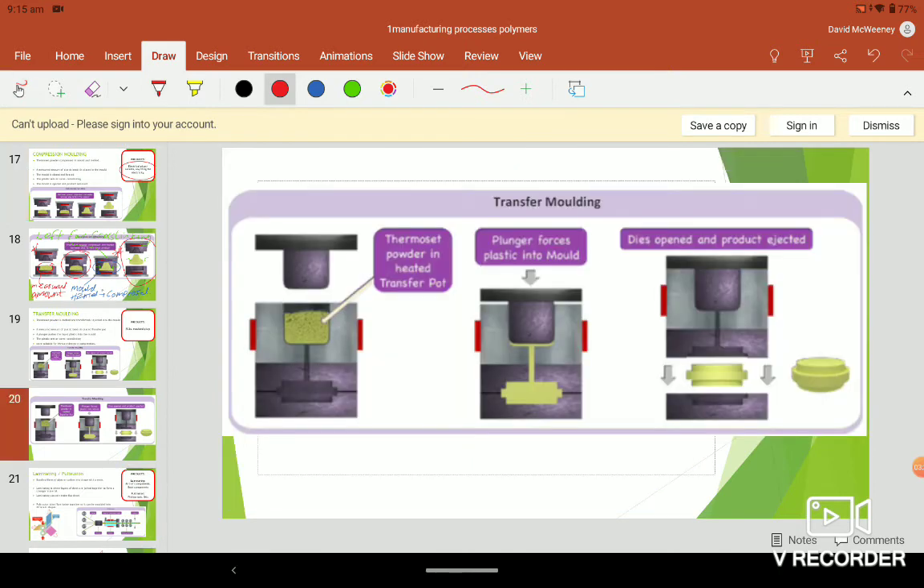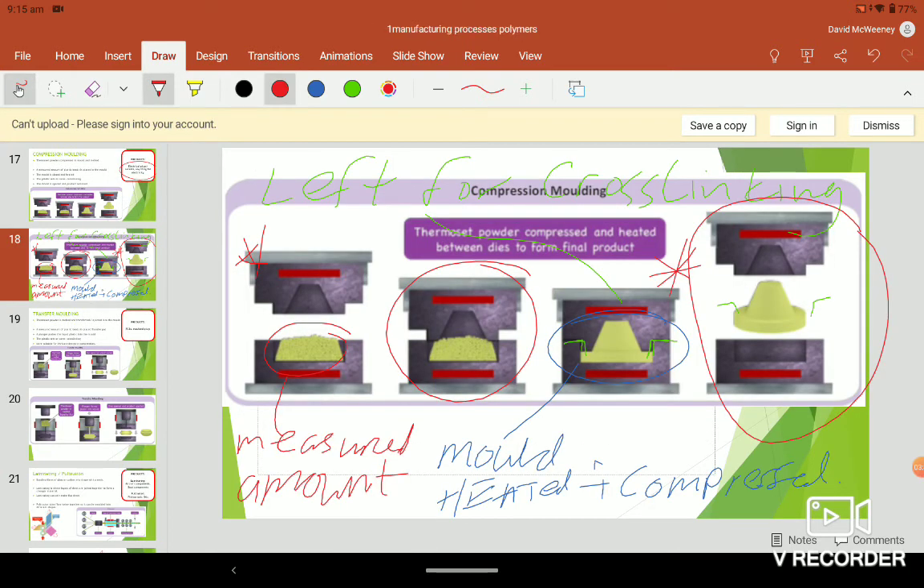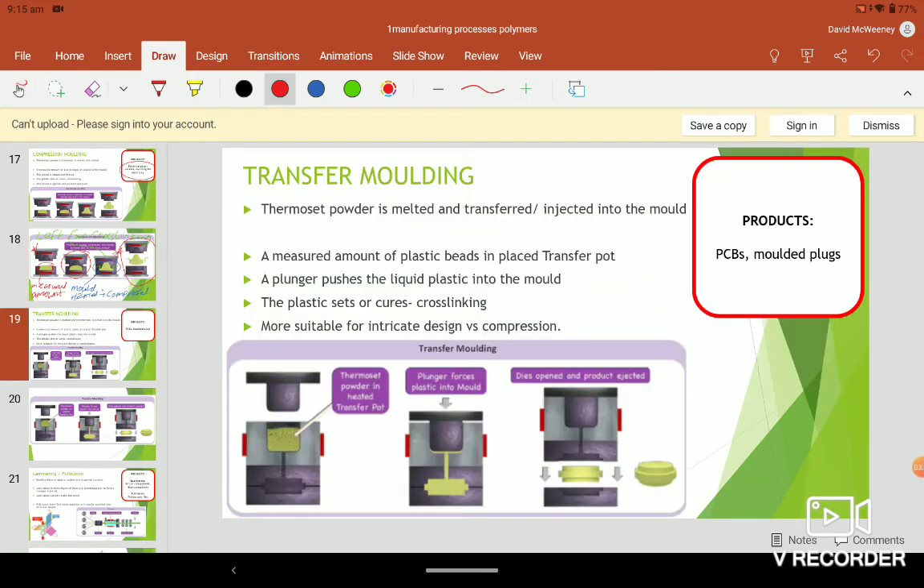Okay, and the second one you have is transfer molding. Transfer molding is for more intricate products. Compression molding, they have to be very basic in order to get them out of that split mold. Transfer molding is used on PCBs, molded plugs. So a PCB is a printed circuit board, like graphics cards and things like that. Again, the actual card itself, not all the different components soldered onto it.